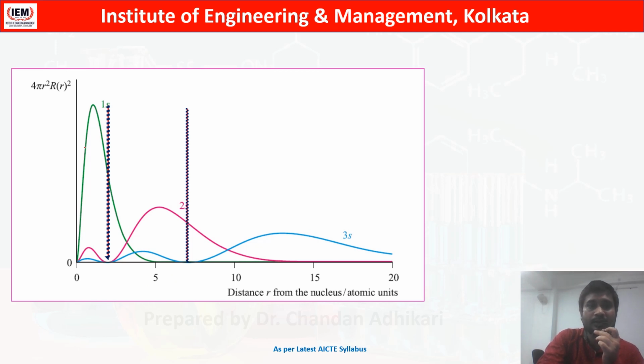Also you can see that in 1s there is no node, but in 2s there is one node, and in 3s there are two nodes. So as you go from 1s to 2s to 3s, the number of nodes also increases. This is how the radial distribution plots look for 1s, 2s and 3s orbitals.